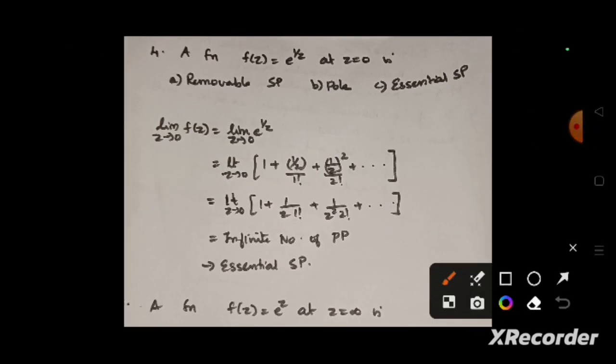Next question: a function f equal to e^(1/z) at z equal to 0 is. Now apply the e^(1/z) series, that is 1 plus (1/z) by 1 factorial, plus (1/z) the whole square by 2 factorial, etc. Now you can realize that it consists of an infinite number of principal parts. The principal part is nothing but the negative powers of z minus z0. Here the denominator, if brought to the numerator, has a negative power. So the principal part consists of an infinite number of terms. So this is the condition for an essential singular point.